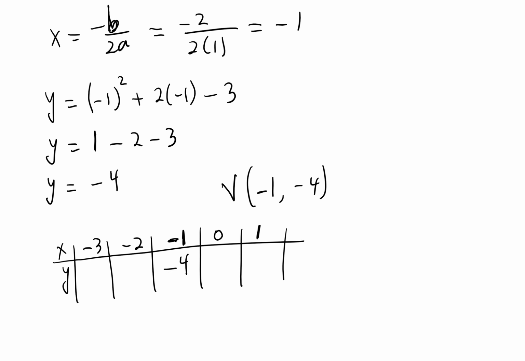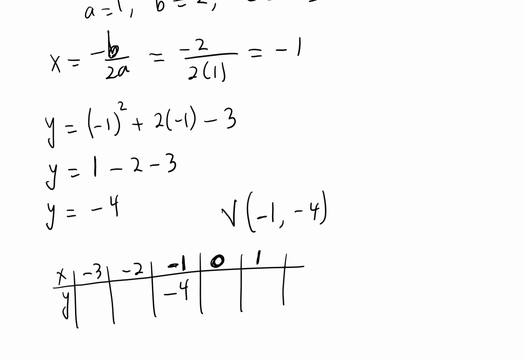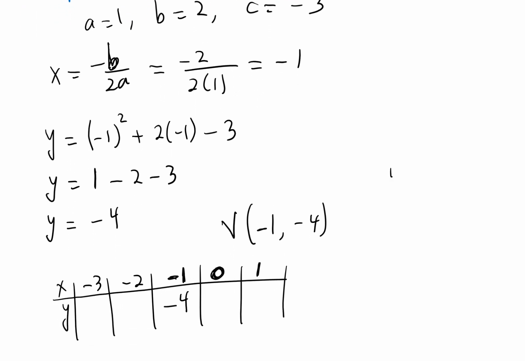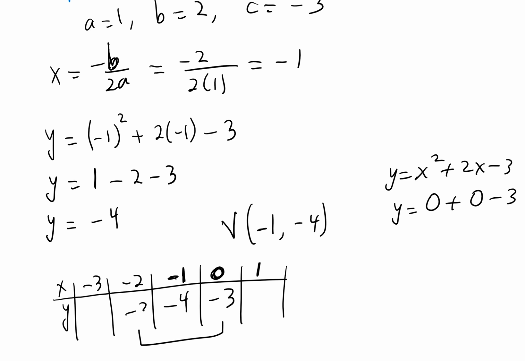And then what do we do next? Well, this is what we do. It's easier to take x equals 0. If you substitute x equals 0, what do you get for y? So again, y equals x squared plus 2x minus 3. If you substitute the 0 in, 0 plus 0 minus 3. So it's negative 3. By symmetry, if this is negative 3, this should be negative 3 as well.